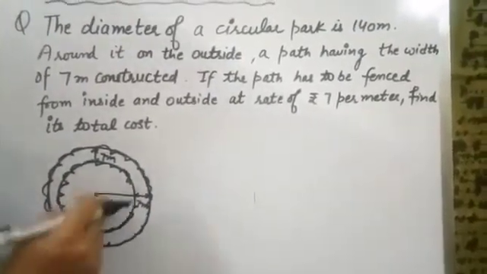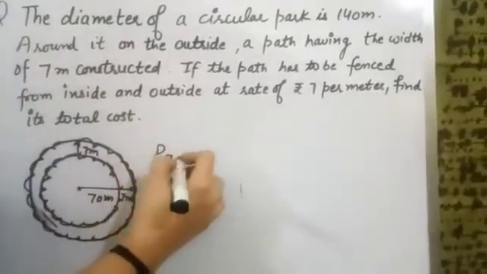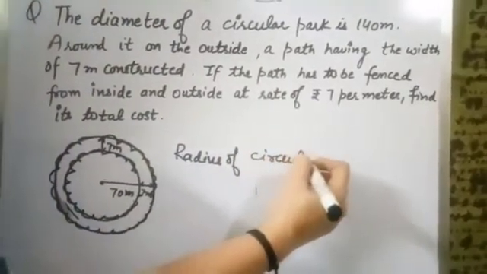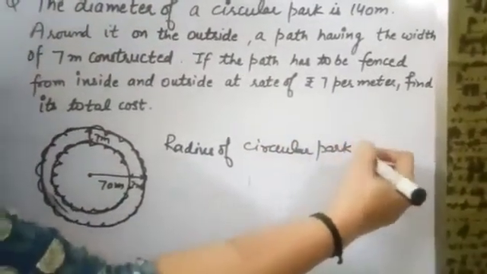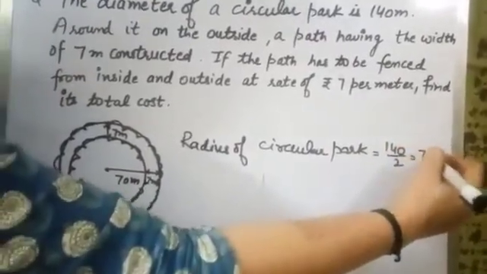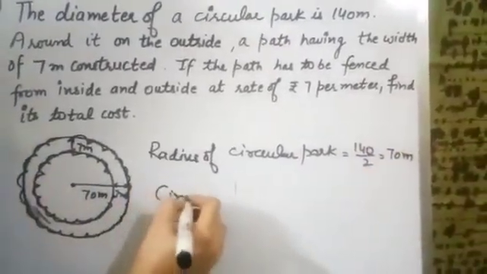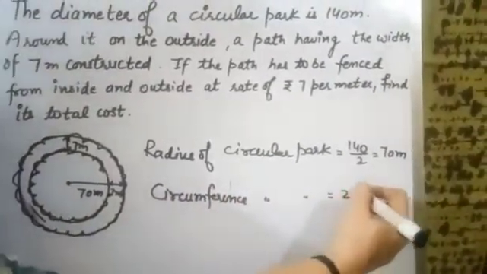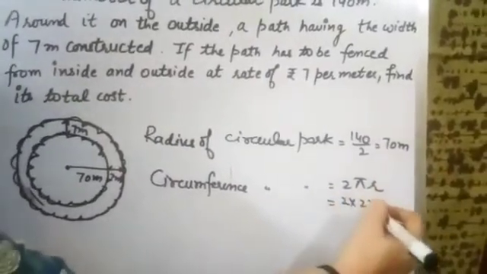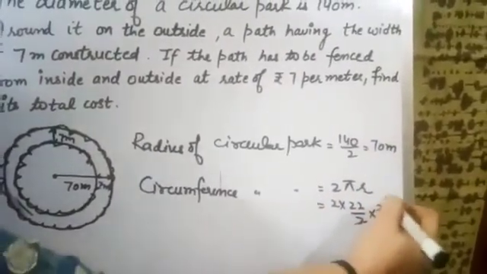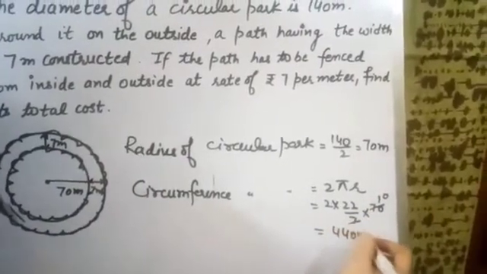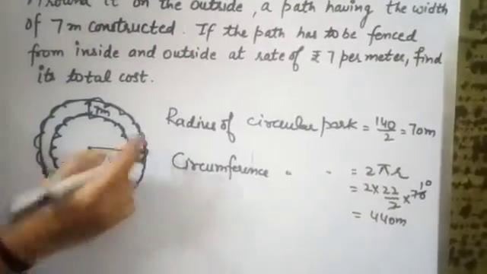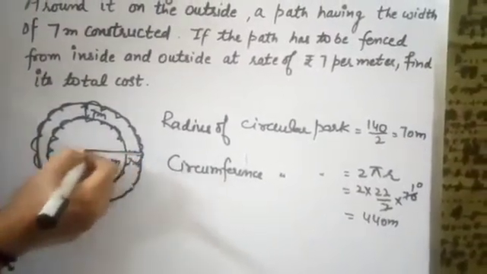Now the radius of this inner circle, the radius of the circular path, is given to us: 140 by 2, diameter by 2, 70 meter. So we can find out its circumference. 2 pi r, 2 into 22 by 7 into 70, 440 meter. Now this distance is given to us, 7 meter, and if I add this 7 meter to this radius, we will get the radius of this bigger circle.